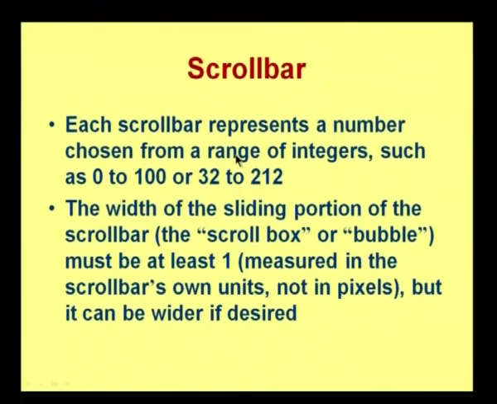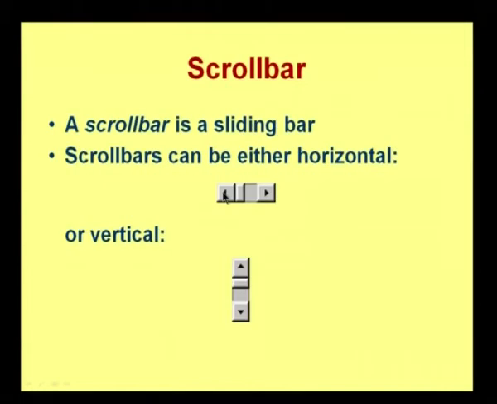Whenever I create a scroll bar, each scroll bar represents a number chosen from a range of integers, such as 0 to 100 or 32 to 212. The width of the sliding portion of the scroll bar is the scroll box or the bubble. Normally you can see here, this is nothing but your bubble.